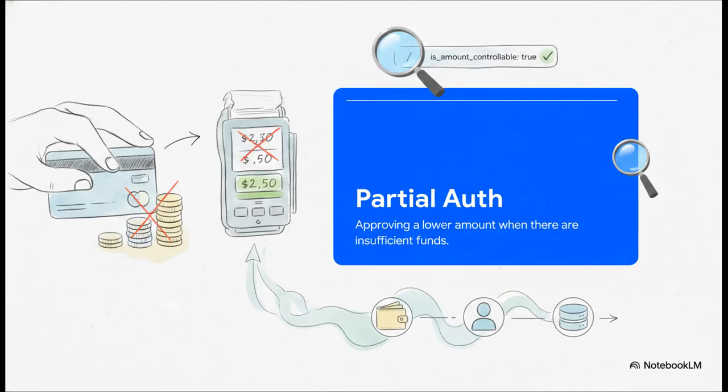This is when you approve a specific, lower amount than the merchant originally requested. This is incredibly useful when a user's account has insufficient funds to cover the entire purchase, but you still want to let them spend whatever they do have left. But here's the catch. For this to work, you absolutely need to look out for the is_amount_controllable field in the authorization request. If that field is set to true, you are free to respond with a lower approved amount.